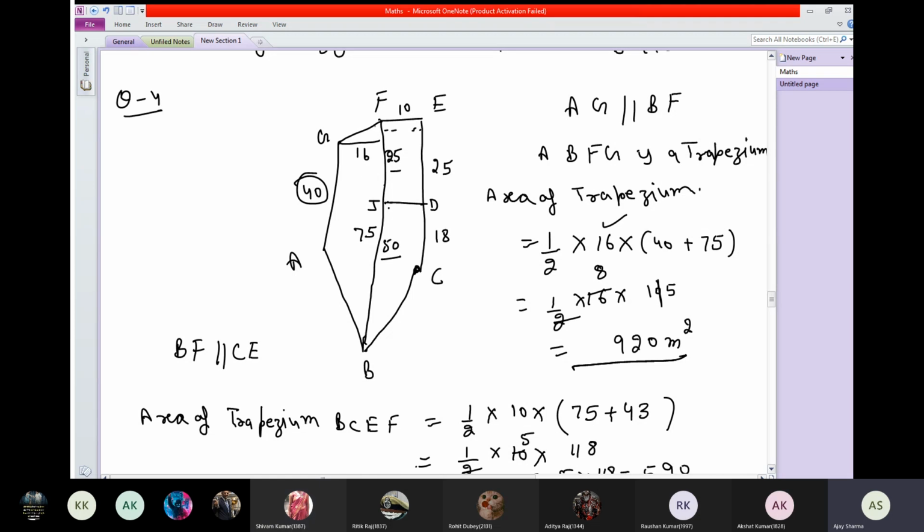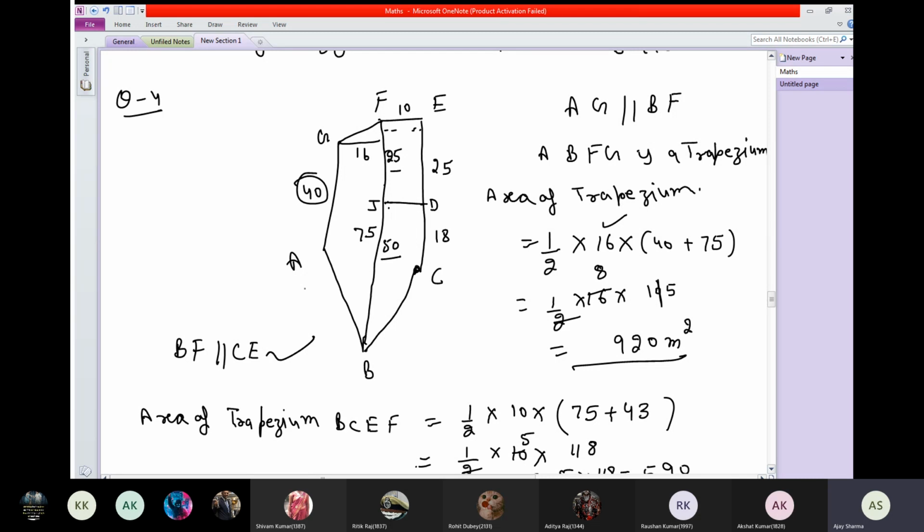920. Now the same again in the next one. BF is the middle line and the rightmost line is CE. These are the parallel sides. If these two lines are parallel, then it is a trapezium. Now you can apply the formula for the area of a trapezium.